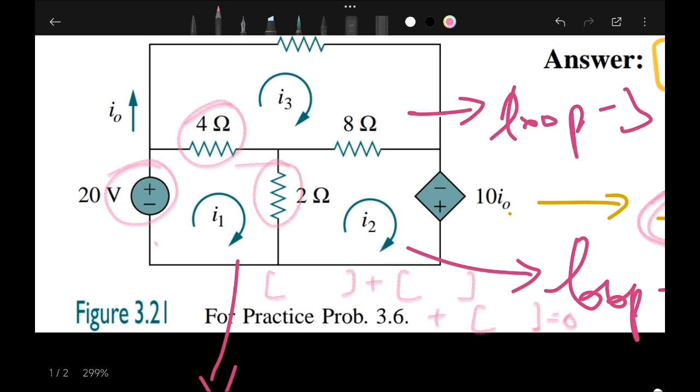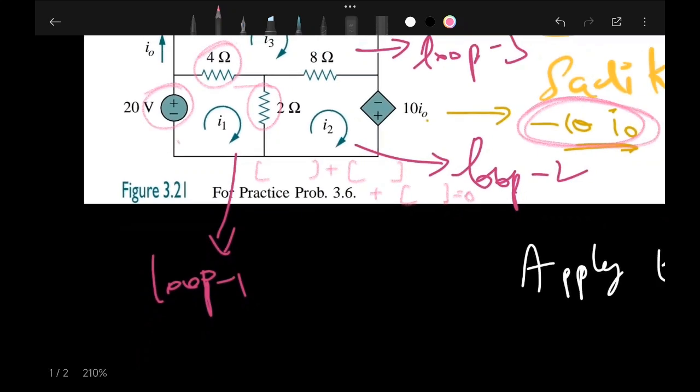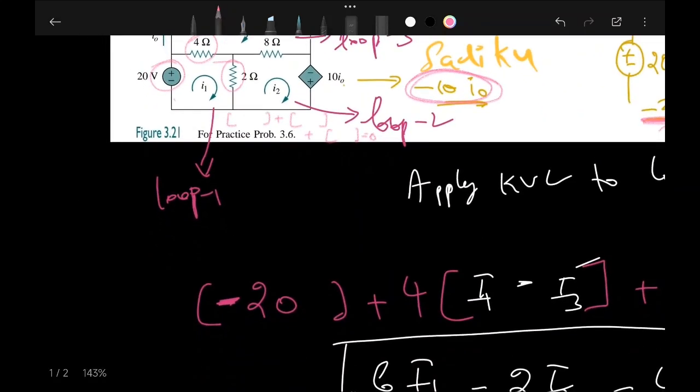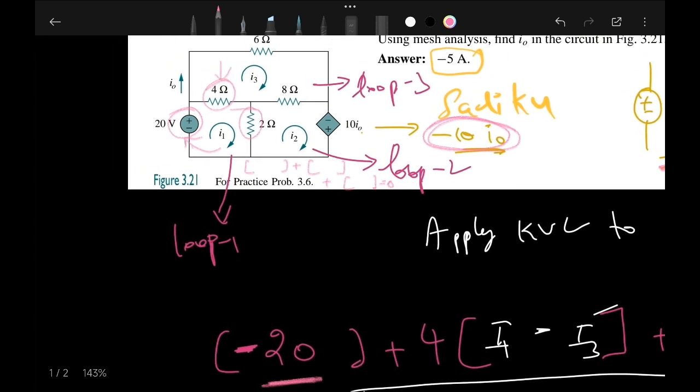Why? Because you have to apply KVL. KVL is sum of voltages equal to 0. So what is the voltage of the first battery? If you observe here, the arrowhead is touching the minus sign first. That's why the answer is minus 20. Next, here across the 4 ohm, I need to identify what the voltage is.